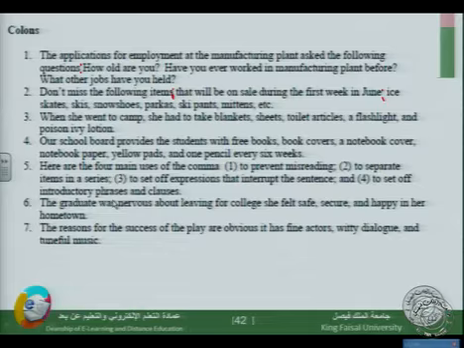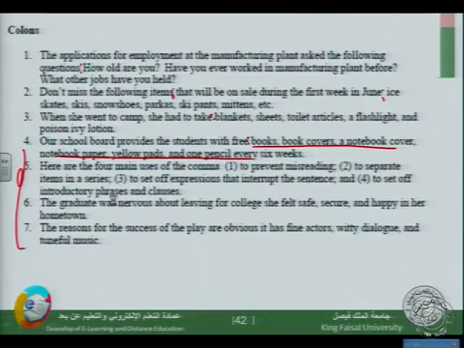These are ice skates, skis, snow, meaning a list. Okay? When she went to camp, she had to take. So we use colons if we are going to list, or if we are having a series of things. Our school board provides the students with, notice now, with the free books, book cover, a notebook. So this was, as you see, a series, a list. So we use the comma before the series.